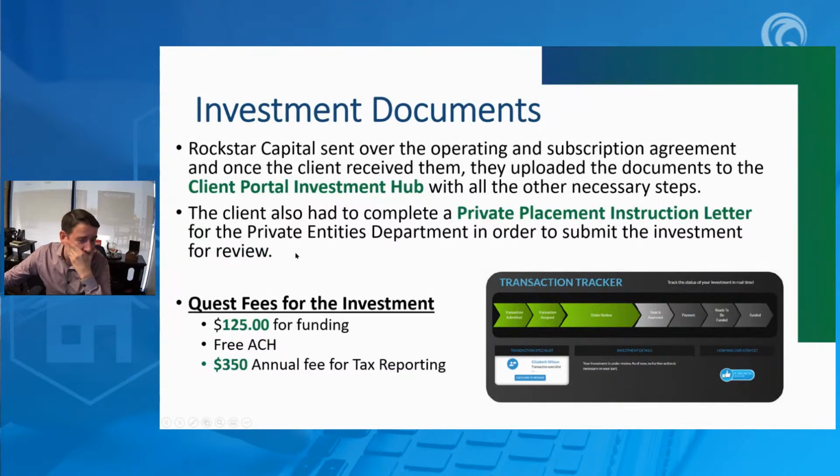So what ended up happening is ultimately Rockstar Capital will do 100% of the investment documents for you. This is probably why people like to use them. Right? They'll fill out the operating agreement, subscription agreement, everything else. All you need to do is set up your IRA, give them your IRA account number, and Rockstar Capital will take care of it. Now, I get to charge you some fees.